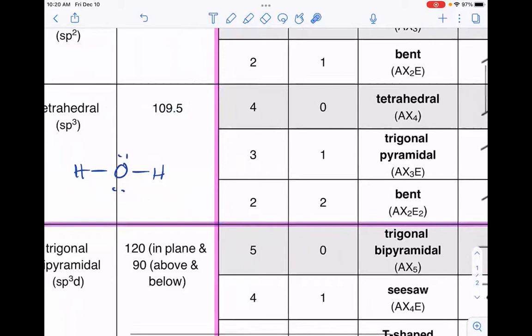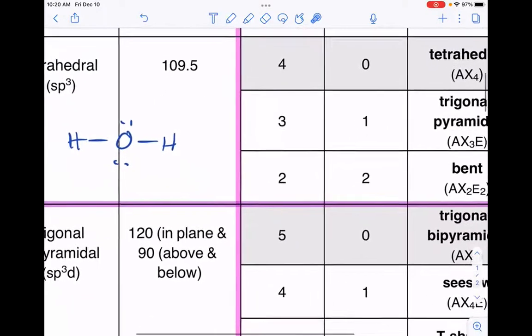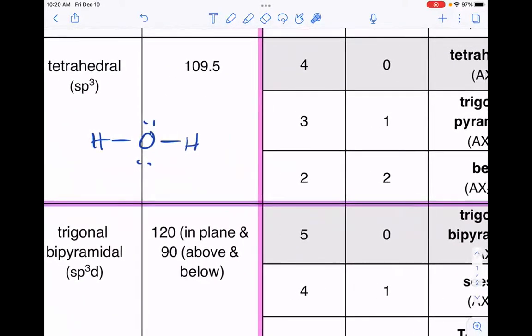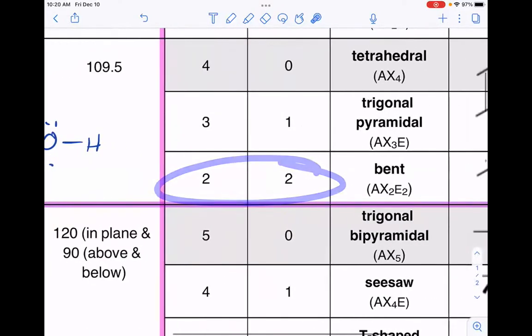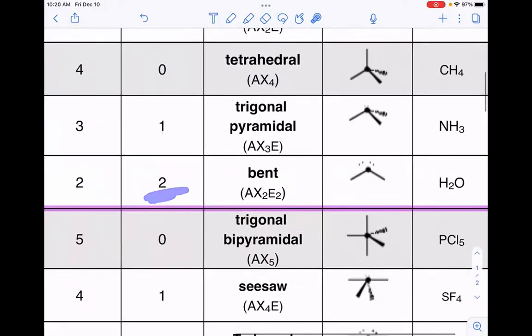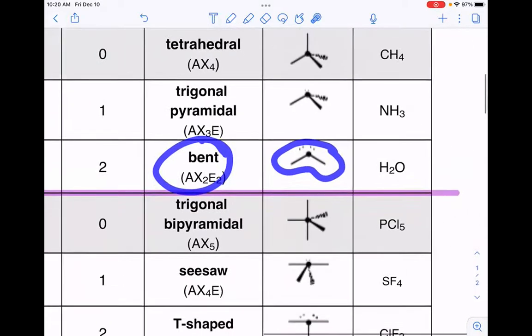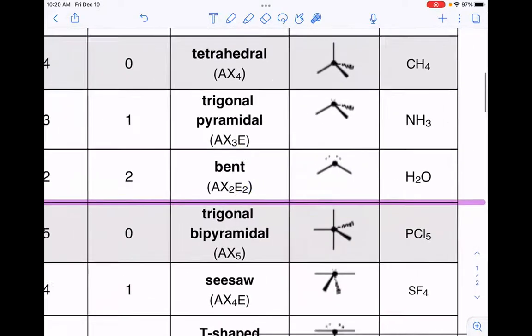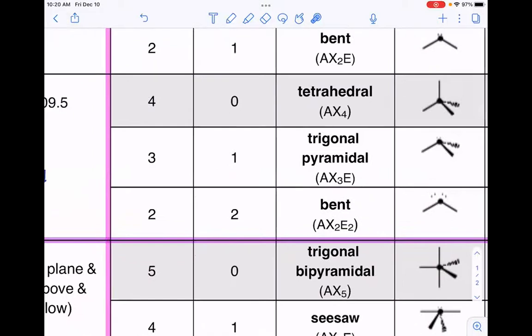And so of the 4 groups, 1, 2, 3, 4, how many are actual bonds and how many are lone pairs? 2 bonds, 2 lone pairs. Okay, 1, 2, and then 1, 2. So that combination is here. So that's 2 bonds and 2 lone pairs. So the molecular geometry is bent. And so this is the overall shape of something that's bent. And so we're just going to go ahead and write that down.